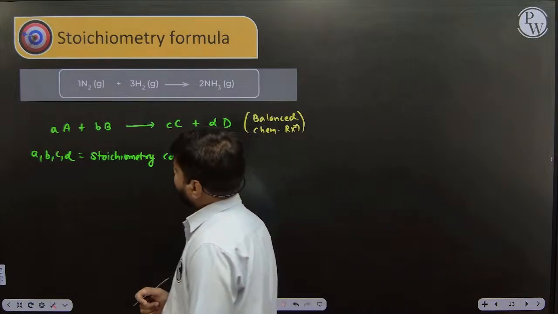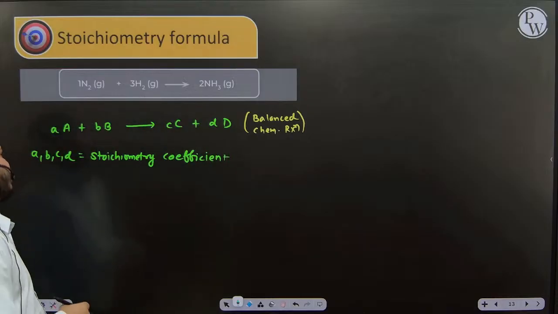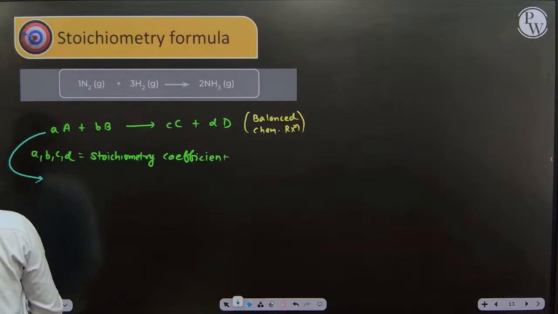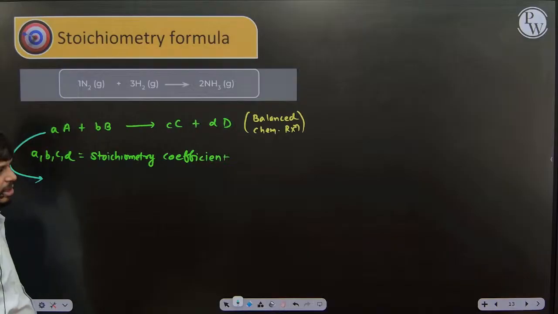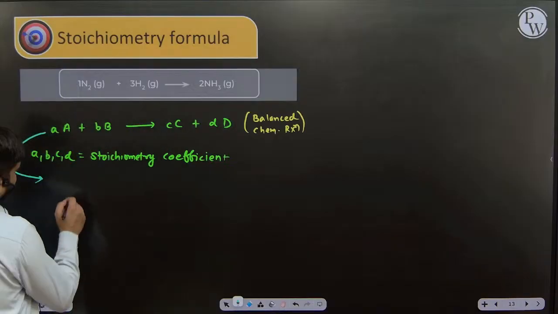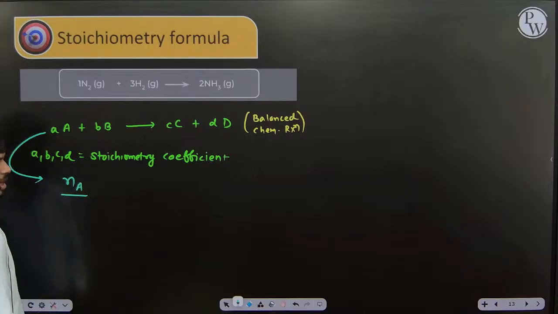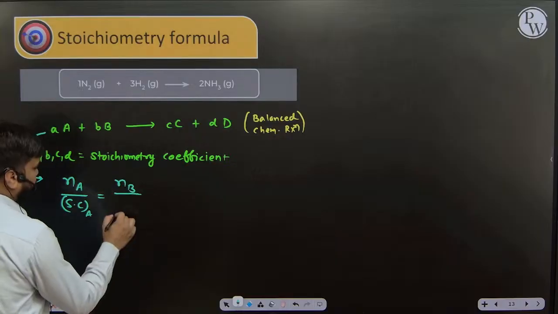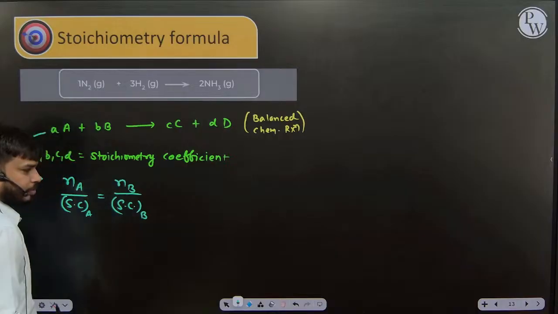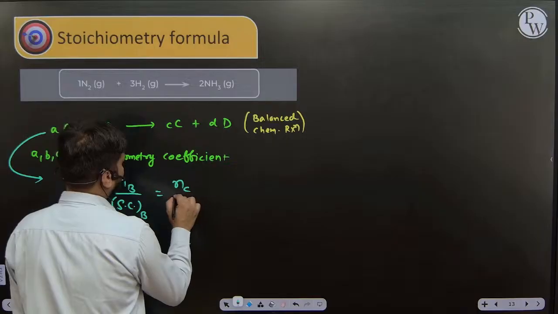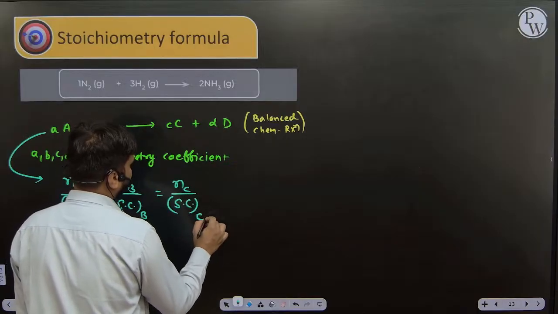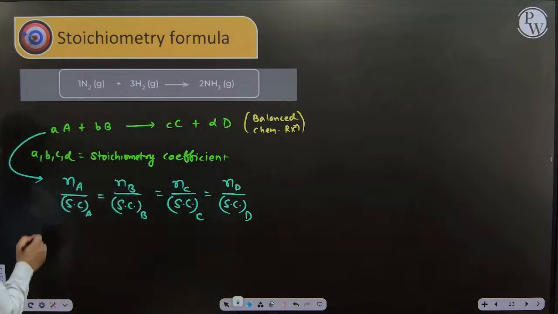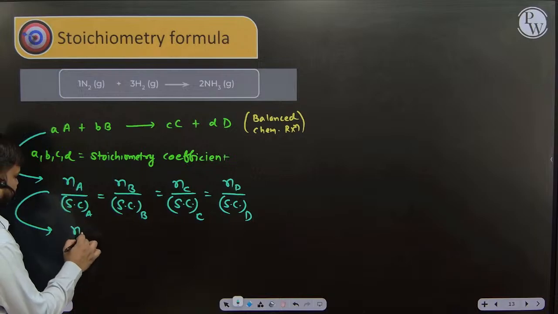Now let's talk about how we are going to calculate the moles of the reactants and products, how we are going to calculate the mass, how we are going to calculate the volume. That is what we are going to discuss now. In order to calculate the number of moles, we are going to use the equation: number of moles of A divided by stoichiometry coefficient of A is equal to moles of B divided by stoichiometry coefficient of B is equal to moles of C by stoichiometry coefficient of C is equal to moles of D by stoichiometry coefficient of capital D.